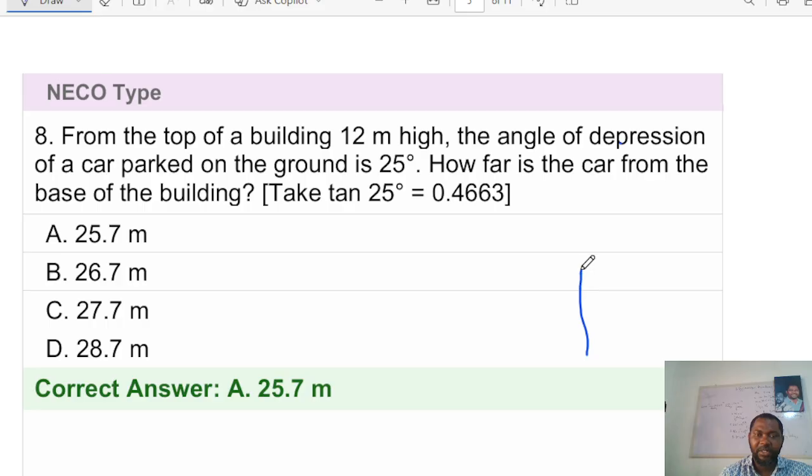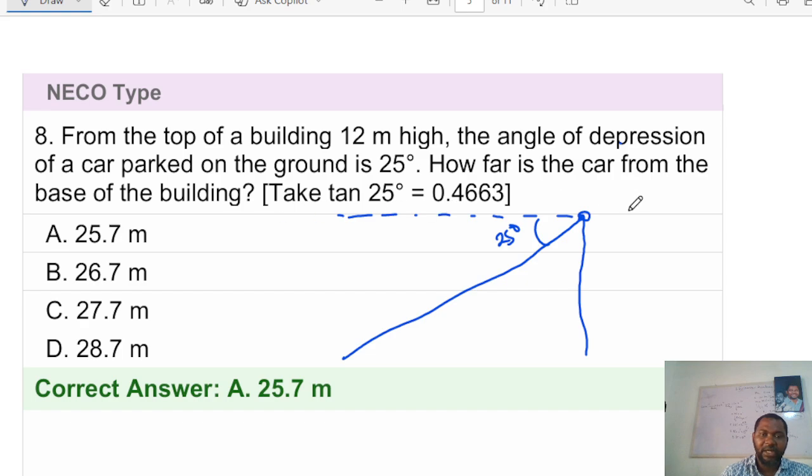This is the top of the building. The angle of depression is 25 degrees, the angle between the horizontal line and the line of sight. I already told you that as long as you are dealing with depression, if this is 25, here will also be 25 degrees. Always note that.